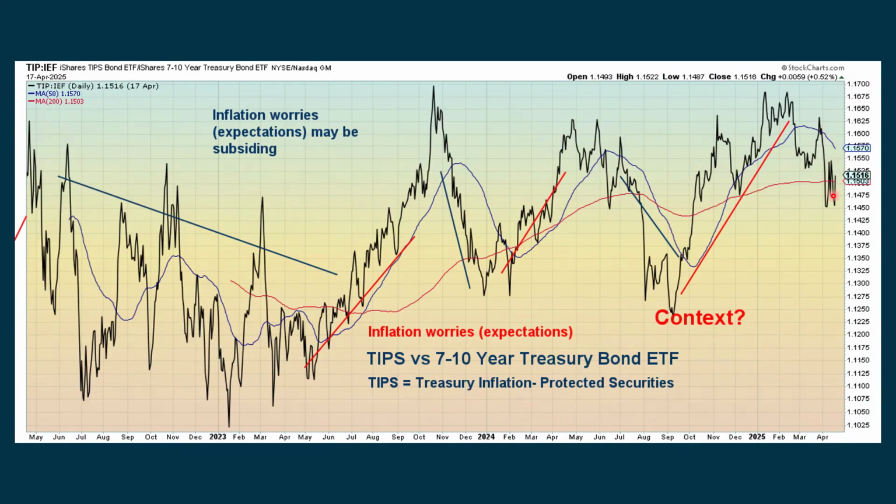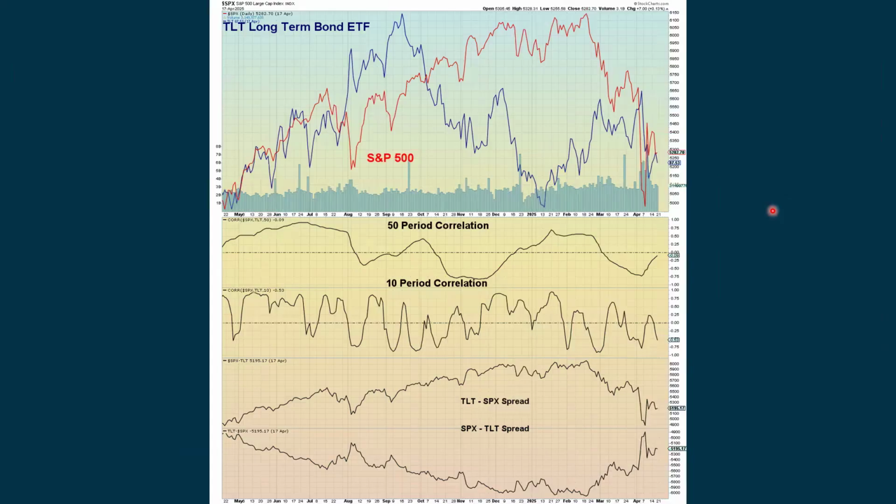So even though there's inflation worries in the market, we've been seeing it for the most part. It's not coming up in these bond ratios that we look at. So the bond market is not necessarily worried about inflation or interest rates currently.